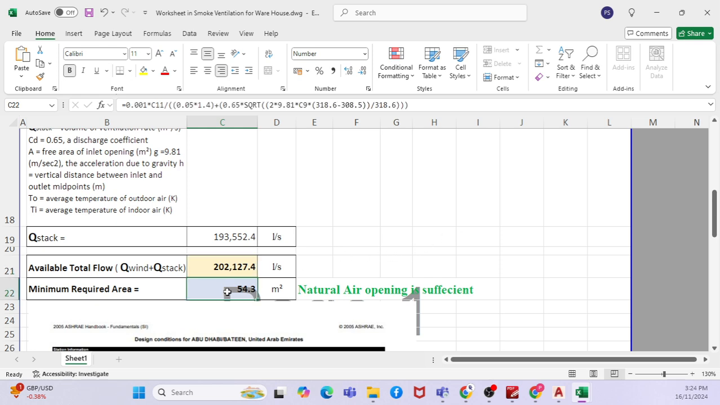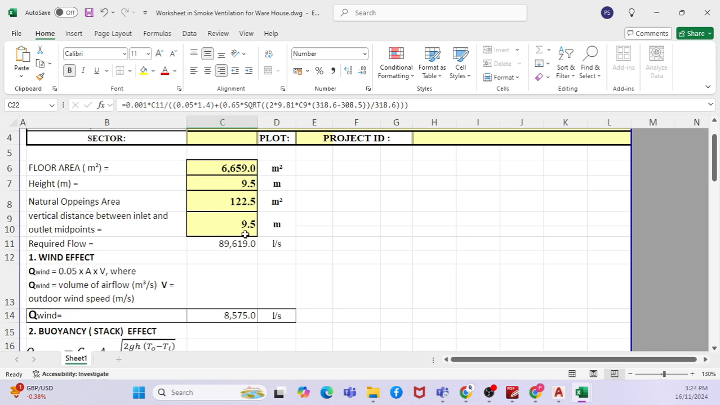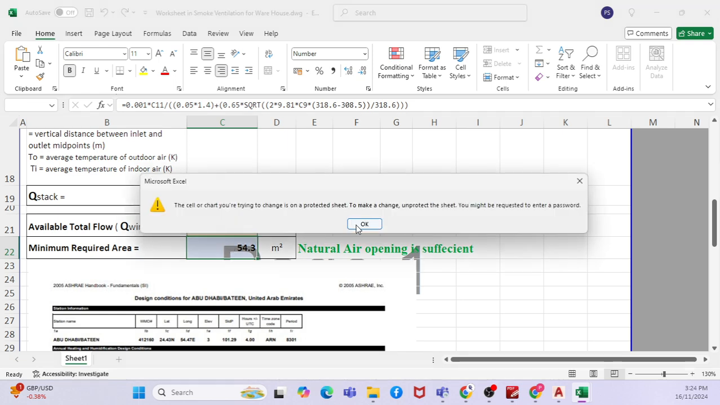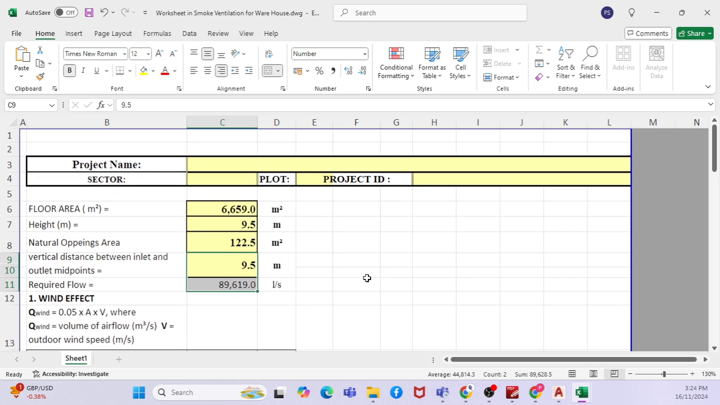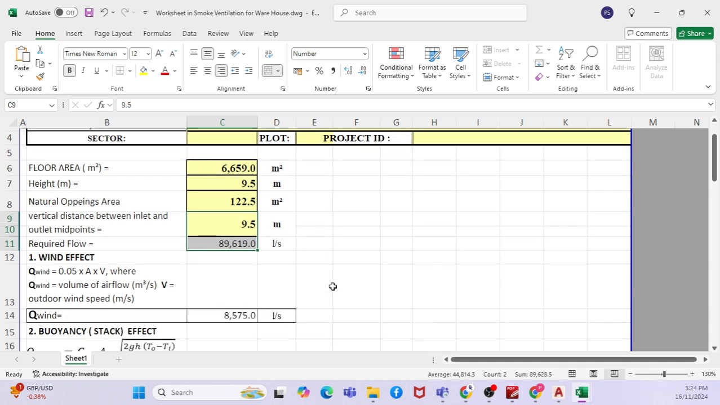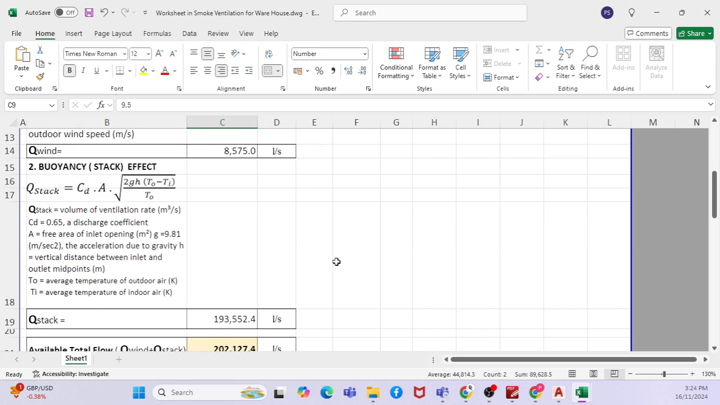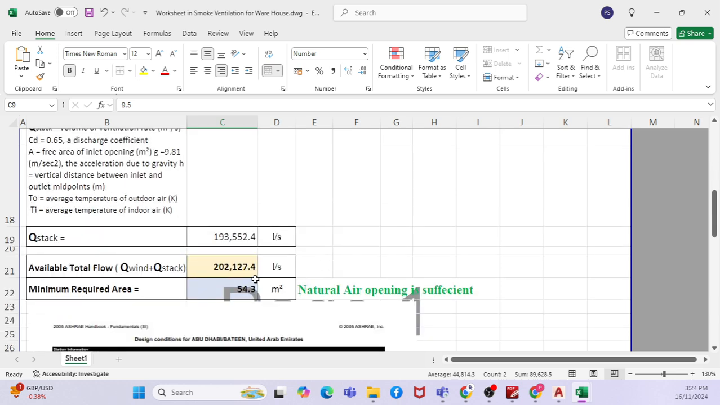So the minimum required area is only 54.3. What is available is 122.5, right? So you just do it based on that. Sorry, how do you calculate the area of that? You've got the winds, yes. This area, right? Yeah, that area. See here.